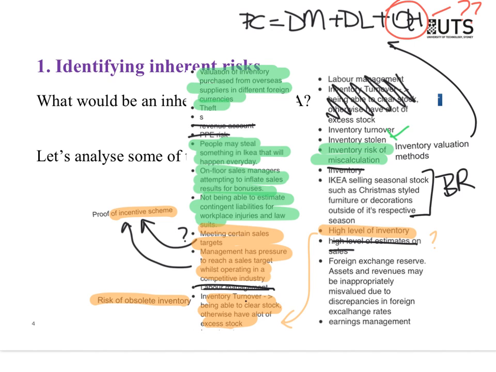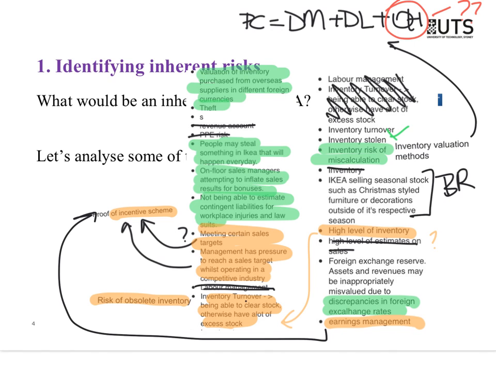Foreign exchange reserve we've already looked at, and we said that one was great because there are discrepancies in foreign exchange rates. And then earnings management, I'm going to put in the orange category, as long as we link our earnings management to an incentive scheme or some other factor that leads the company to manipulate. Now that could be an incentive scheme. It could be taxes. If you do some Google searching on IKEA and taxes, there's lots of information about how much tax IKEA does and doesn't pay through transfer pricing.